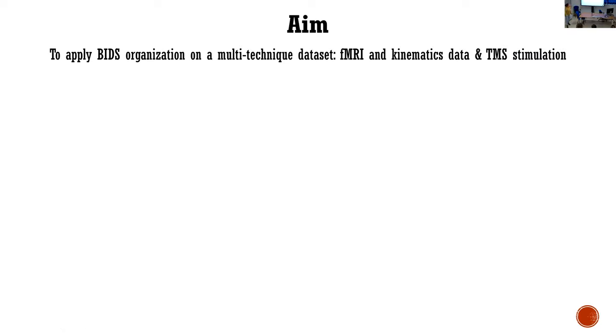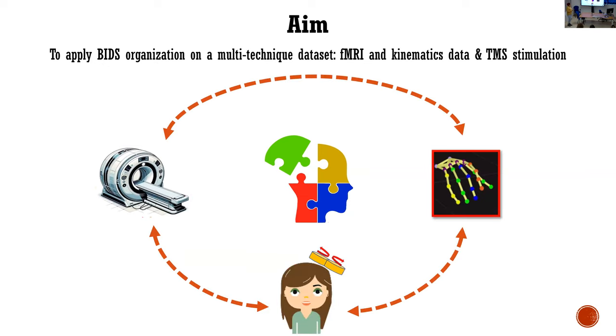The aim of my work was to apply a BIDS organization to my dataset that was multimodal and multi-technique, because we studied the same group of participants, 32 participants, by applying TMS stimulation, MRI recordings, and kinematics behavioral recording. So my aim was twofold. On one side, we needed to find a way to summarize all these different data in the same matrix. And on the other side, we would like at one point to share our dataset, also because we would like to propose this multi-technique approach for other purposes. Our goal was to study motor control and hand movements, but this multimodal multi-technique approach can be used for different purposes too.